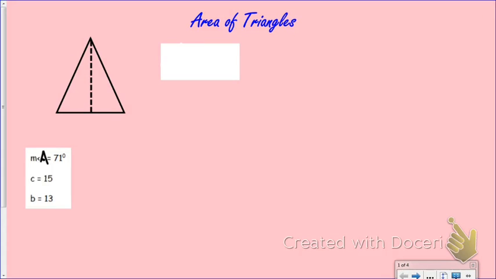Alright guys, today what we're going to do is look at some shortcuts for finding areas of triangles. Now I know you guys all learned in geometry in 8th grade how to find the area of a triangle. So we're just going to find some simpler and shorter ways to do these.